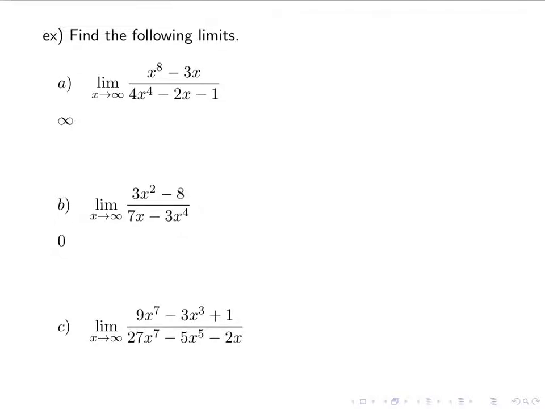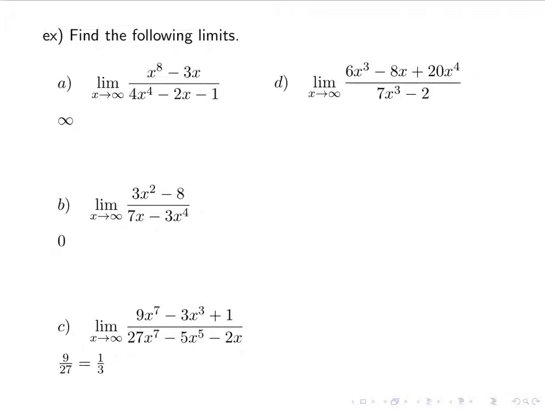C, the limit as x goes to infinity of the following. The degree of the top is 7. The degree of the bottom is also 7. So the limit is the ratio of the leading coefficients. The leading coefficient of the top is 9. The leading coefficient of the bottom is 27. So the limit is 9 over 27, which is the same as 1 over 3.